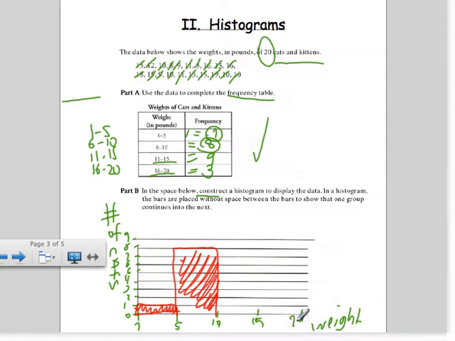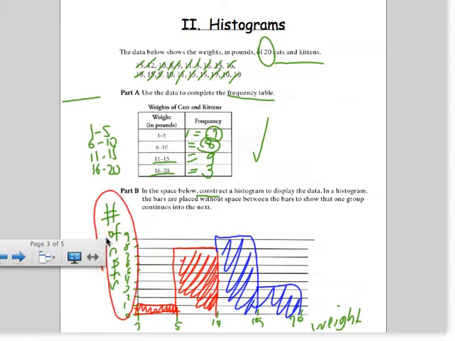Okay, you've finished building it, so now it's time to check. The next bar between 11 and 15 should have gone all the way up to 9. And the next bar between 16 and 20 should have gone up to 3. And that's our histogram. Bottom line, on the x-axis are the weights, how much the kittens weigh in that group. And on the y-axis, that's over here, are the number of cats in that group.